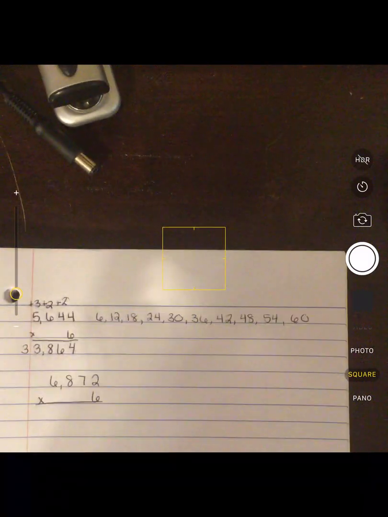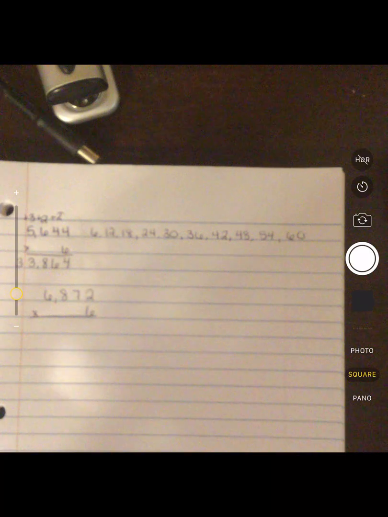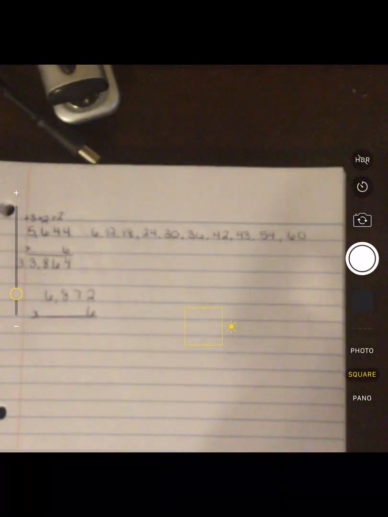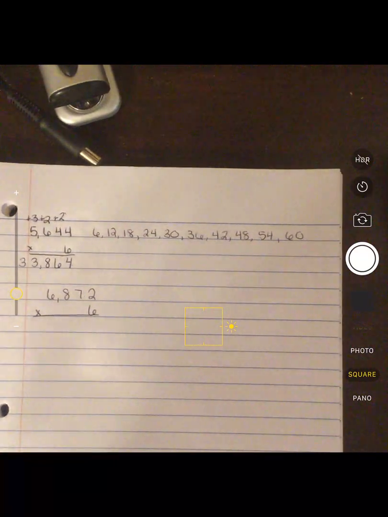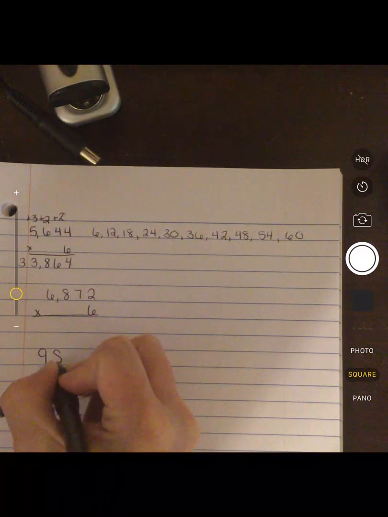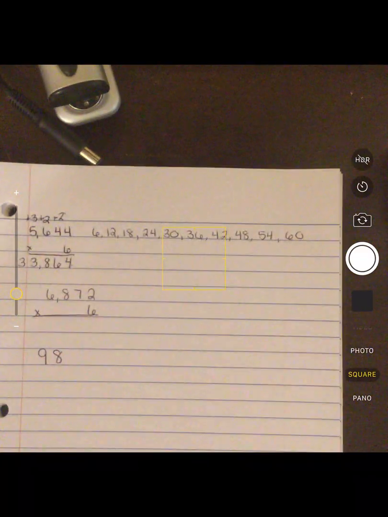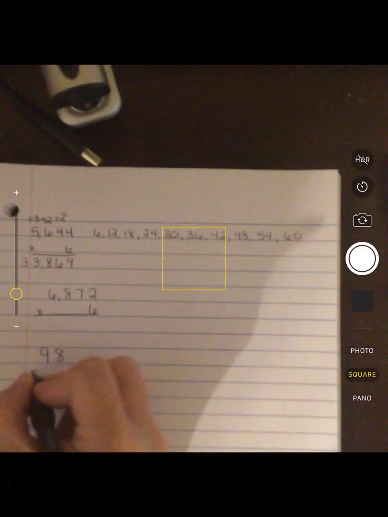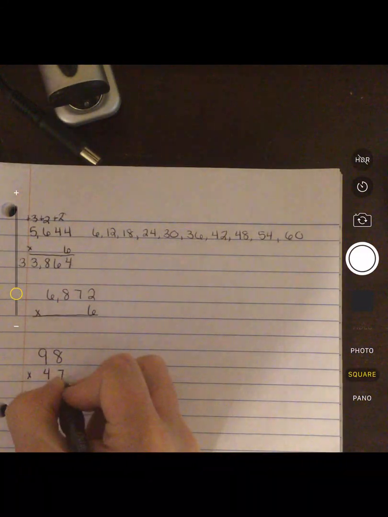Okay, so the next thing we're going to do is practice the algorithm for a 2-digit number times a 2-digit number. This is something you will see in fourth grade. Okay, you'll have it on your STAR test. So our problem that we're going to do, I'm going to pick kind of a big one. I'm going to say 98. So that's 2 digits. It has ones and tens times 47. That's also a 2-digit number.